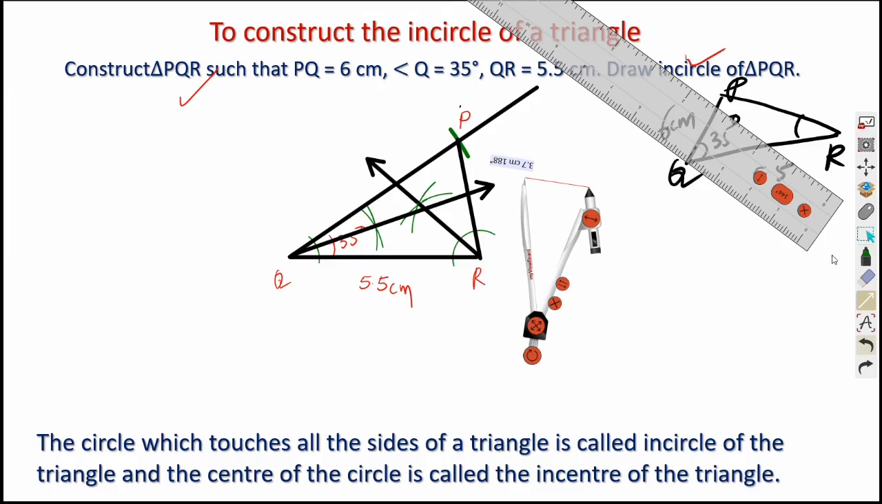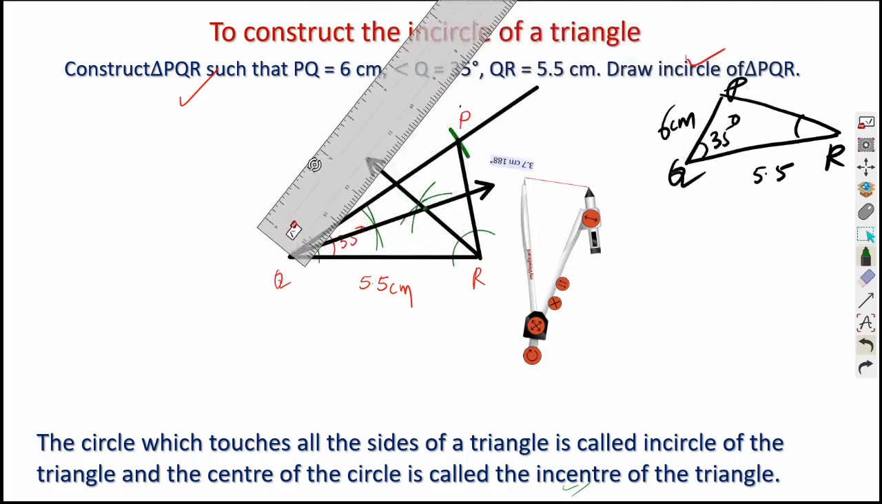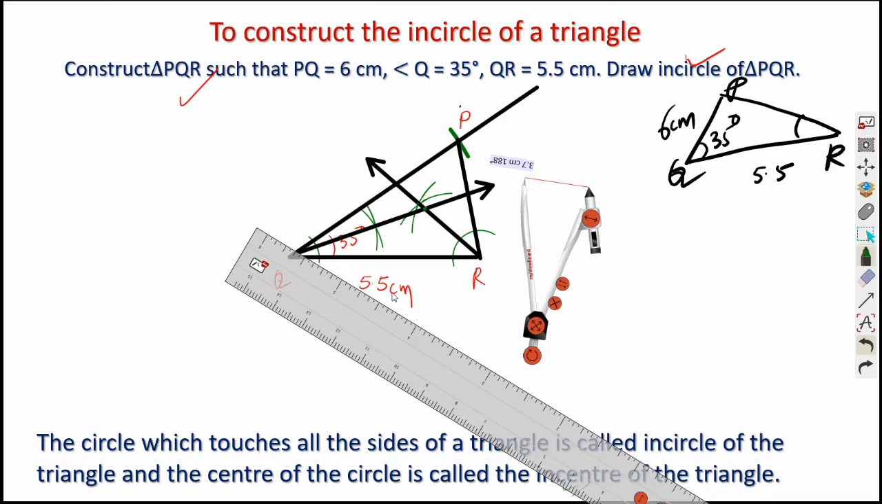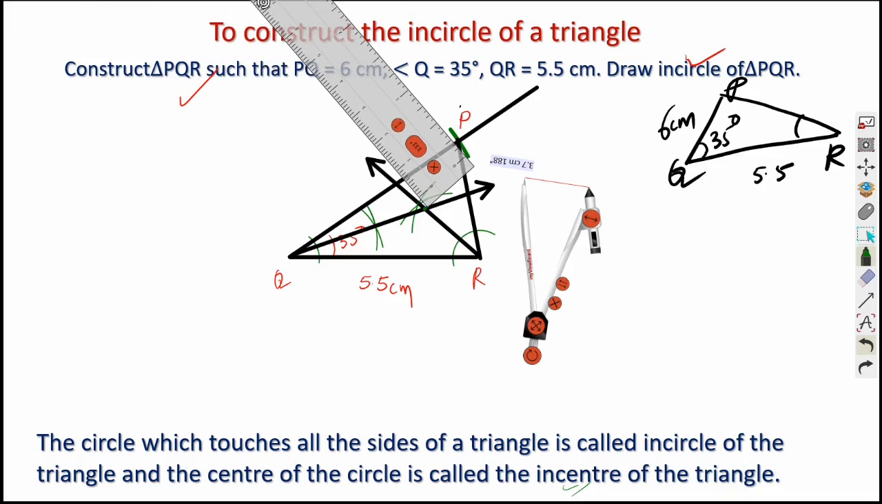Now this point where they both meet is the incenter, or the point of concurrence. It is called incenter. And from here the distance to each side must be equal. That is the principle used. If it is not equal, it is because our drawing is wrong. By principle, it should be equal. If I measure here, it is almost perpendicular. It should be equal.